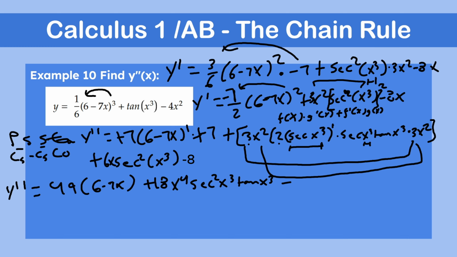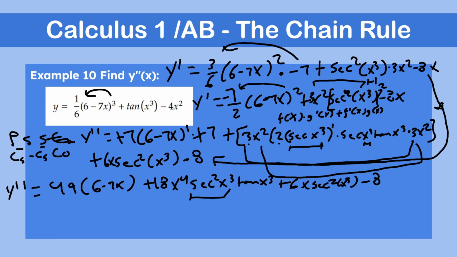And then we add on the last term, which is 6x secant squared x cubed. I forgot about the negative 8 over here, so we can just put negative 8, because the derivative of negative 8x is negative 8. But since I ran out of room, I didn't notice it. You should put it over here. Subtract 8. And if you can notice, there's common terms over here. So we can factor out a secant squared from there.